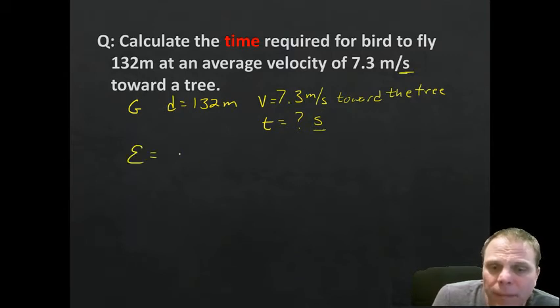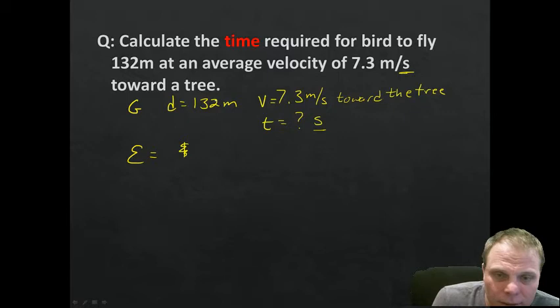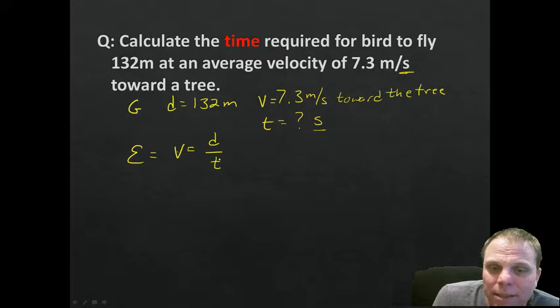Our equation is the same one we just dealt with, right? But in this case, we're going to be dealing with velocity. Let me just scribble that out. Let me see if my eraser works on this thing. My eraser work? It does. I'm so happy. All right. So our velocity is equal to distance divided by time.